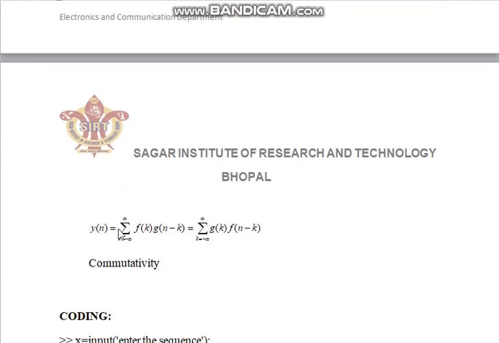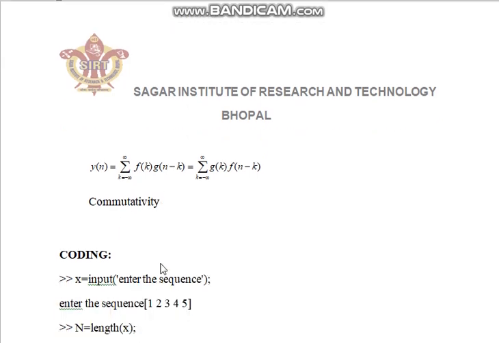Here we represent y[n] as the convolution of two discrete signals, where we have taken two signals f and g, and represented it by the mathematical function with summation signs. We have taken the variable k from minus infinity to plus infinity, f[k] g[n minus k], and it is represented as the commutative property between the two variables.